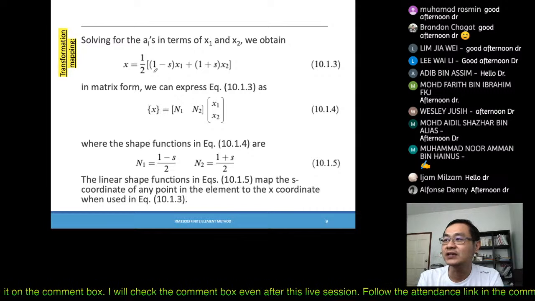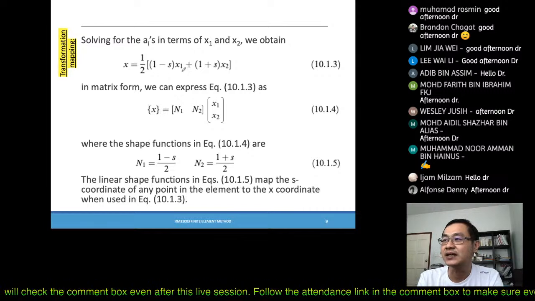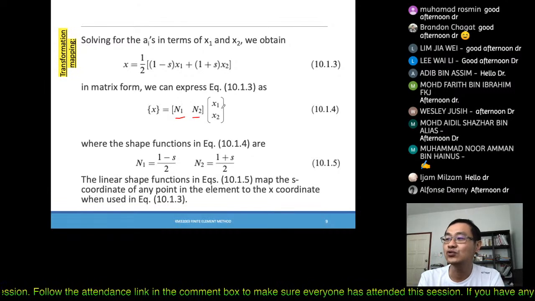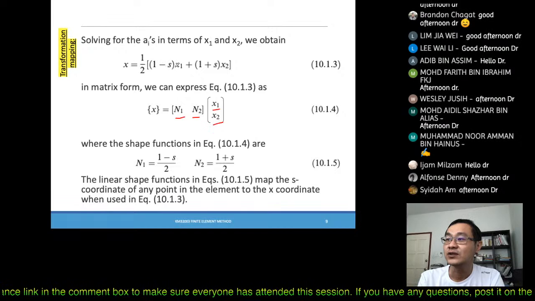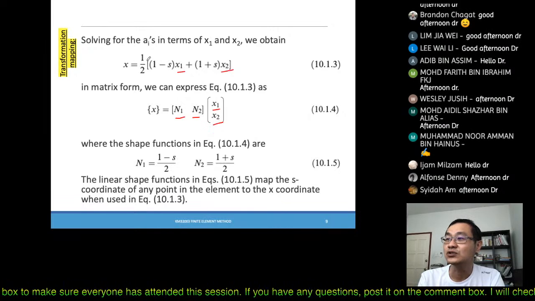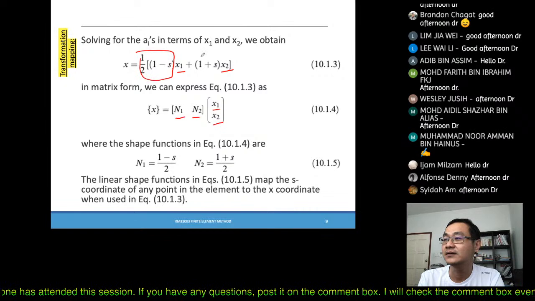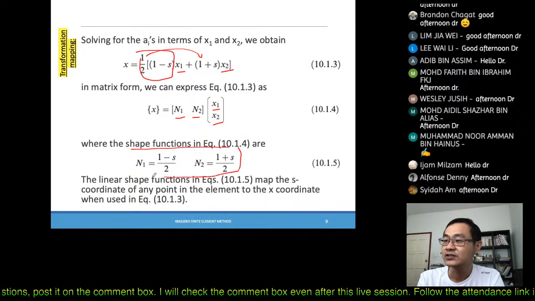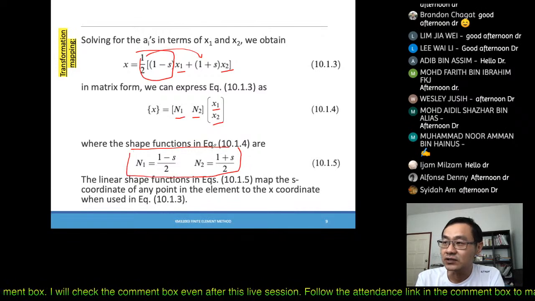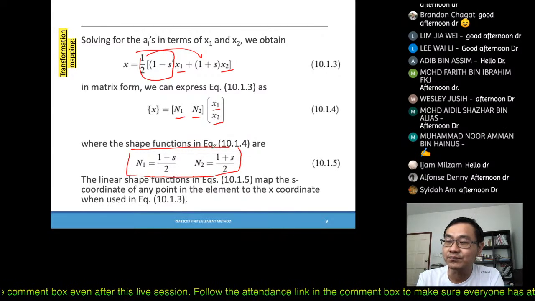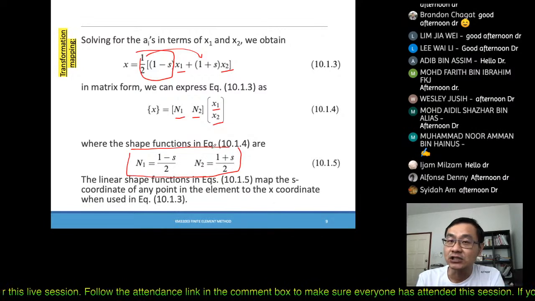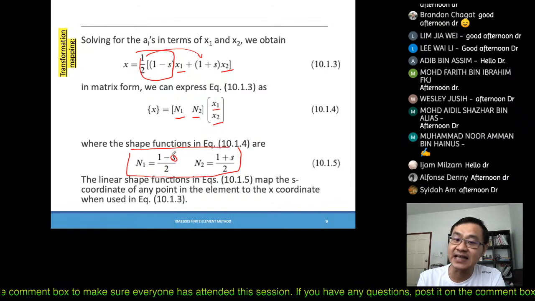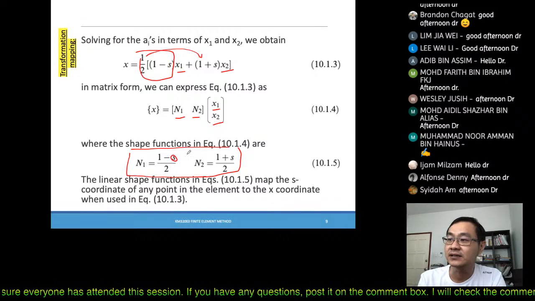So if we express them in the matrix form, then we will have n1, n2, x1, x2. So we have x1, x2, so this is our n1, and then this is our n2, right? So eventually we will get these shape functions. These shape functions are derived based on the natural coordinate, the s itself, right? So you don't see the x coordinate over here, right?